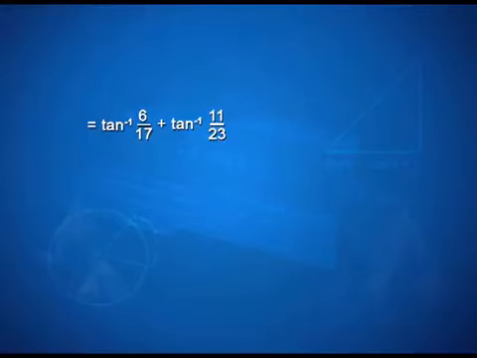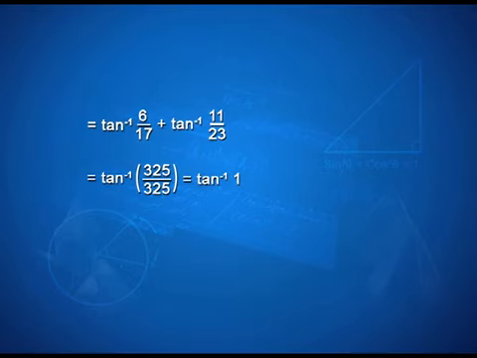Apply the formula again and see what you get. Again I have tan inverse of x plus tan inverse of y, which becomes the same as tan inverse of (x plus y) by (1 minus x into y). A little bit of calculation will give you tan inverse of 325 by 325, which is nothing but tan inverse of 1, and within the principal values tan inverse of 1 will give us pi by 4, and that is what we wanted to prove as our right hand side.